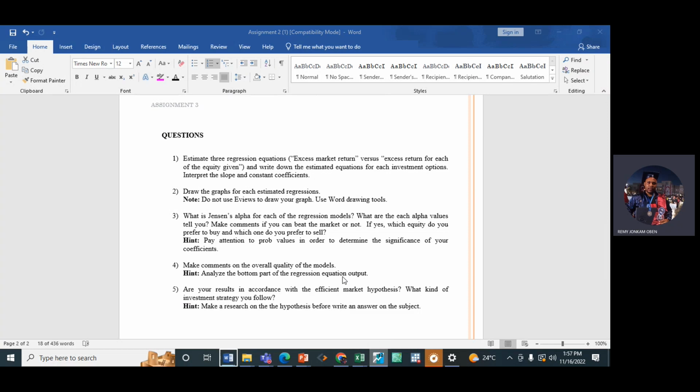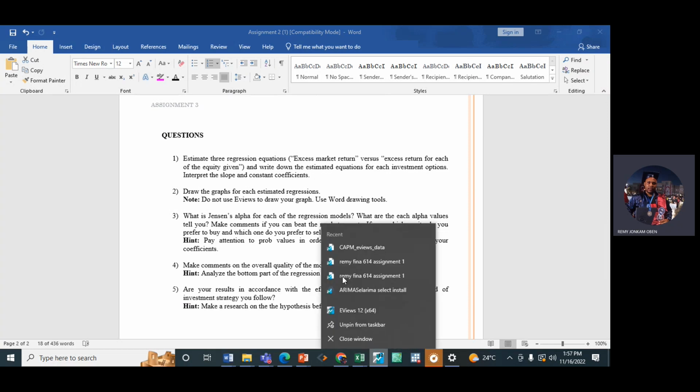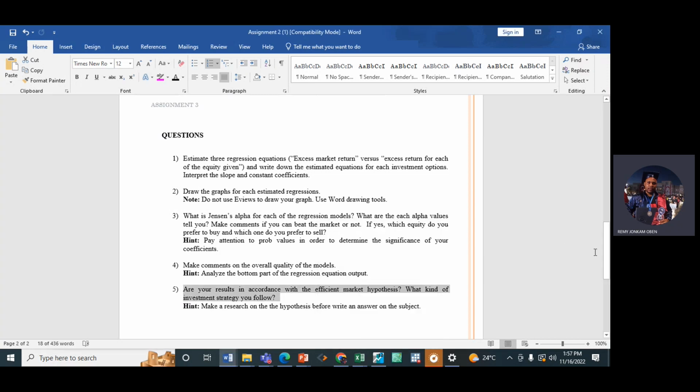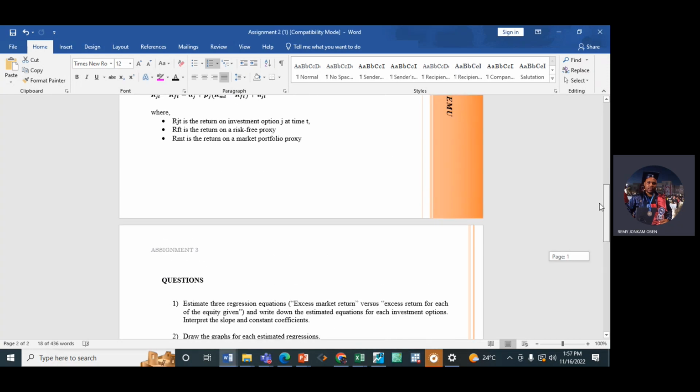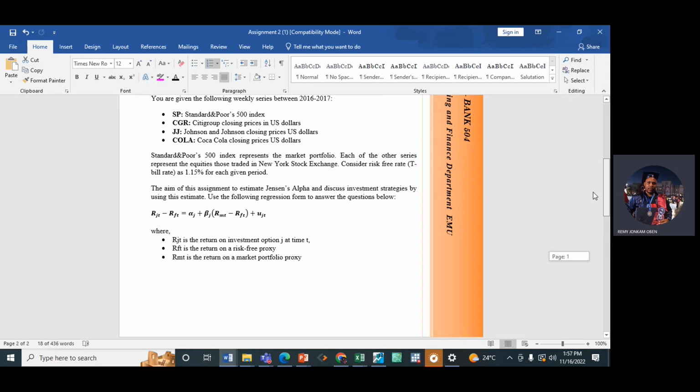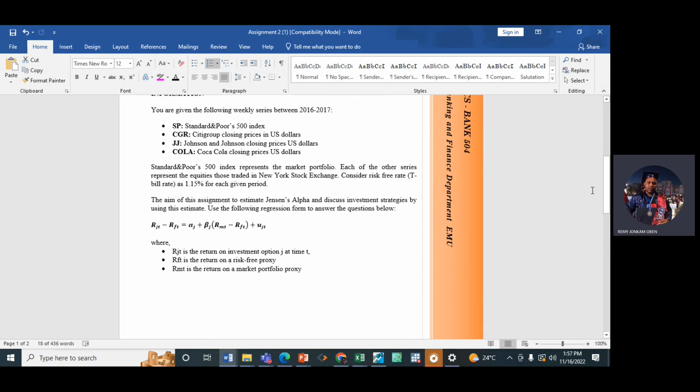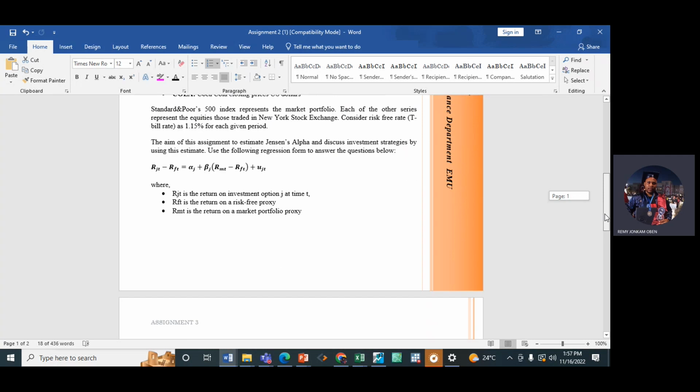Yes. For the T-bills, it's 1.15%. Is it annually or should we remove the annual? It is T-bills. You should remove the annualization. Just do it the same way we have done here. So I think it's a very easy assignment.